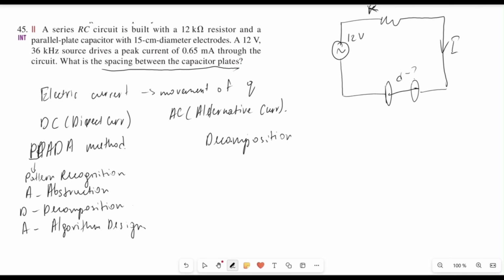In DC, the voltage and the current are not changing; they are constant. But in alternating current, they change every second. So our formulas and the meaning of the voltage and the current are not the same as in DC. We have a resistor, we have a capacitor, and this is known as an AC circuit. Also we have the diameter of the electrodes, that means we can easily find the area. Also we have a frequency.